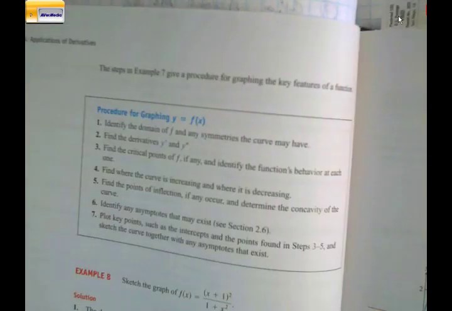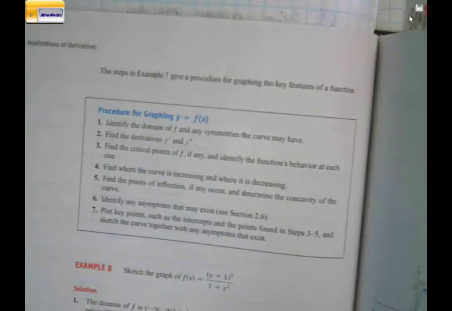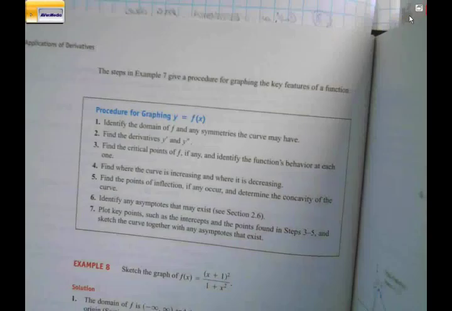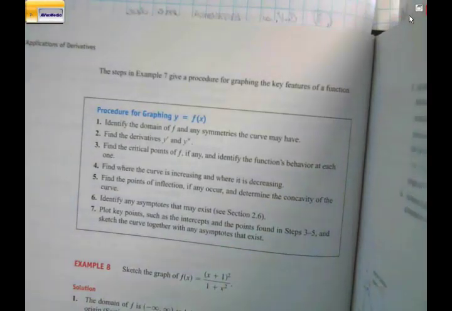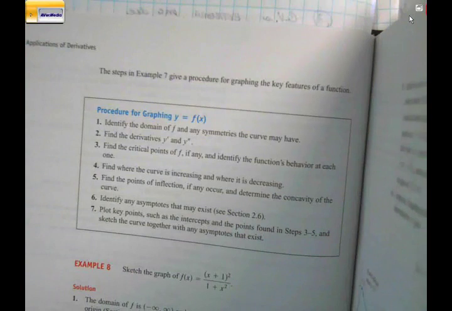Here it is on page 208. Procedure for graphing. Identify the domain of your function. So, if you have a rational function, look out for vertical asymptotes and just get an idea in your mind of what the graph looks like originally.